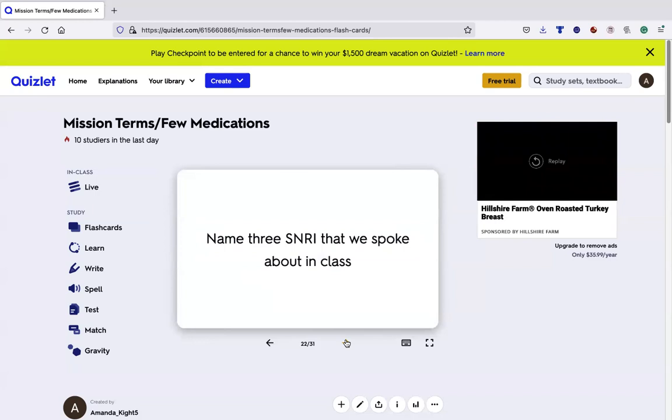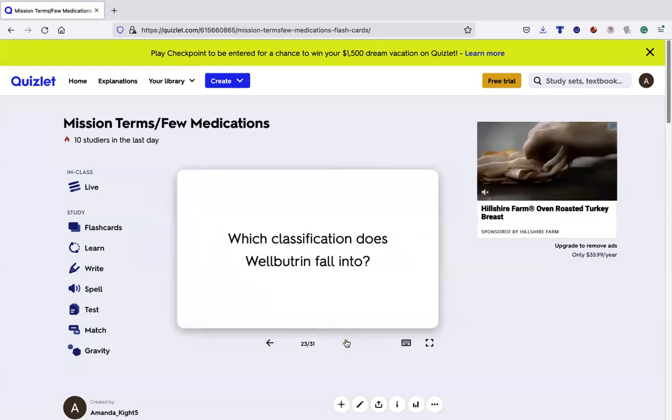Name 3 SNRIs that we spoke about in class. There's really only 3 that I've ever seen prescribed, so we should know this, and that would be Effexor, Cymbalta, and Pristiq. You will always need to know that.